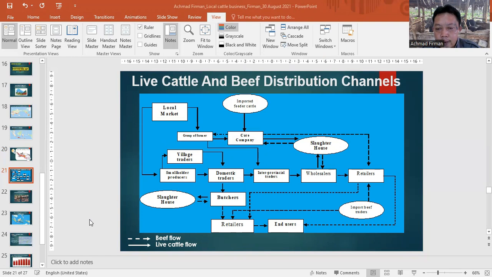Therefore, many actors work in the cattle industry. This is proof that the cattle industry can provide quite a lot of jobs in all distribution channels. Okay, next slide. Wait a moment.